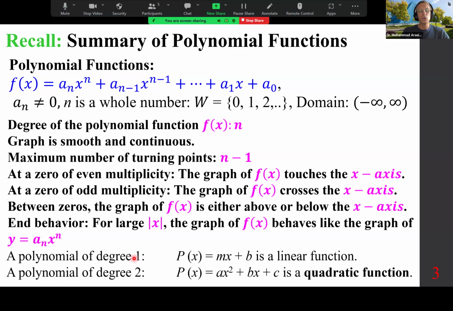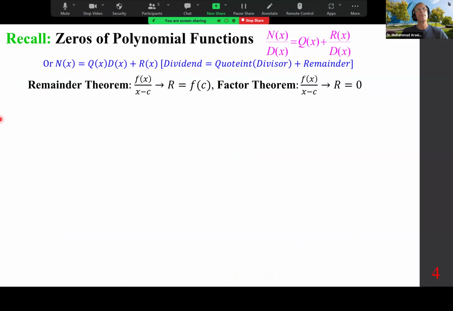A polynomial of degree 1, p of x equals mx plus b, is simply a linear function y equals mx plus b. A polynomial of degree 2, as an example, p of x equals x squared plus bx plus c, is a quadratic function. As you recall, the vertex is located at x equals minus b over 2a, and if you plug in f of minus b over 2a, it gives you the y coordinate of the vertex.